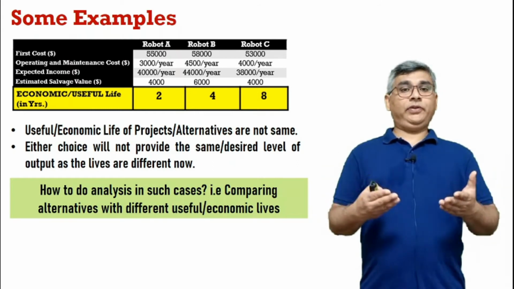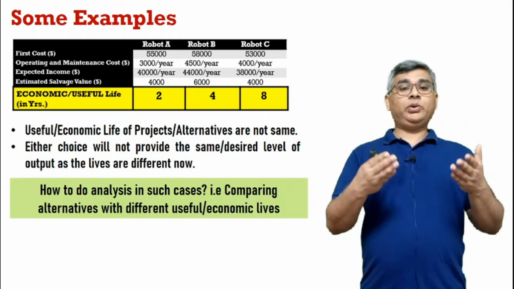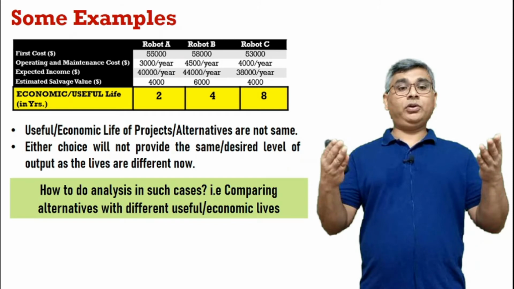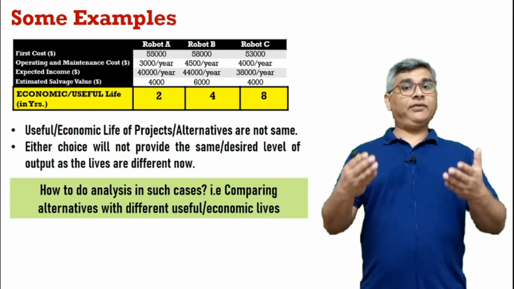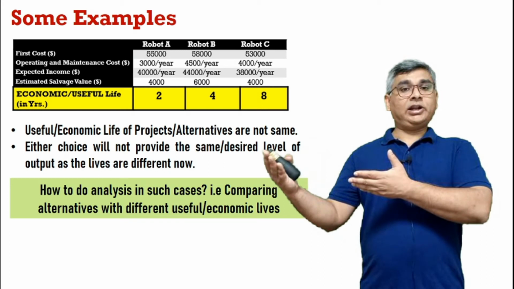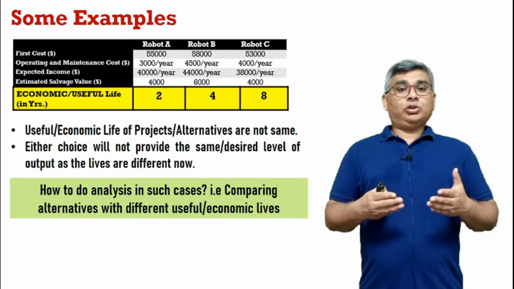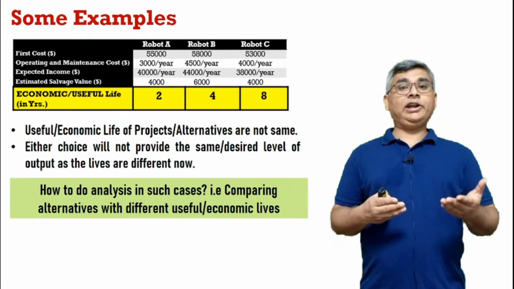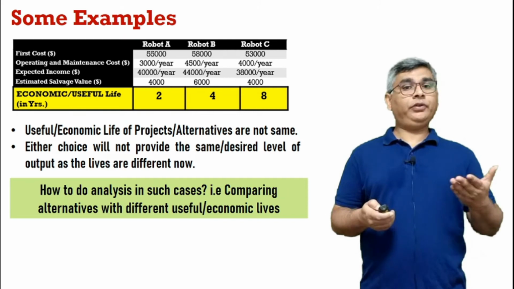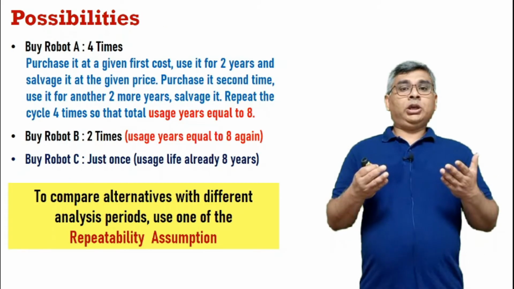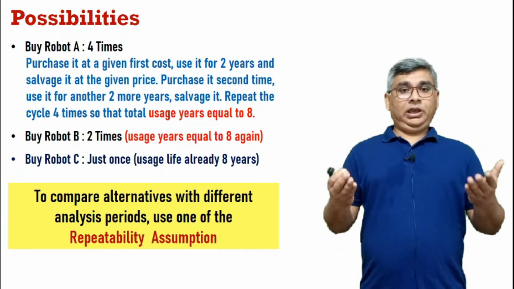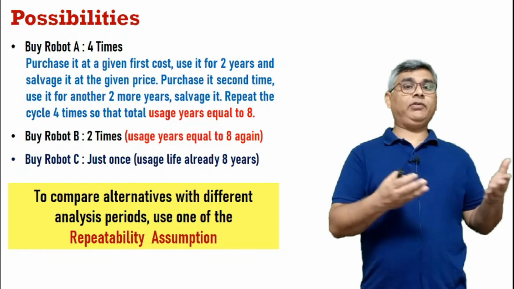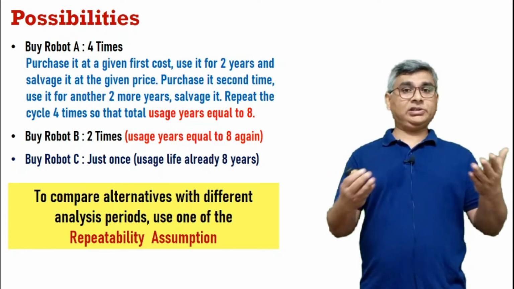This is because either choice will not provide the same or the desired level of output, as each alternative has a different time frame or life cycle. So let's see how we can compare the alternatives in this type of case. There are two or three possibilities, but here we will be discussing just one possibility. So what is that possibility?